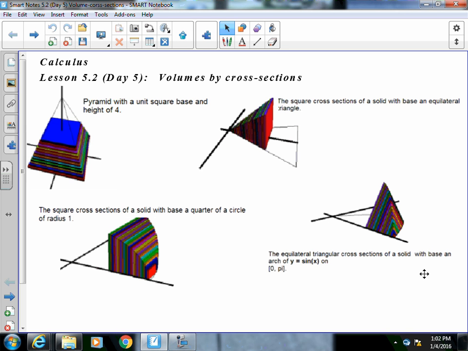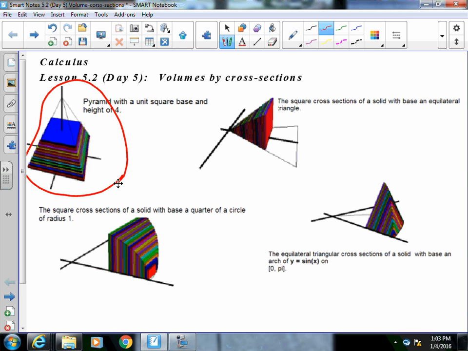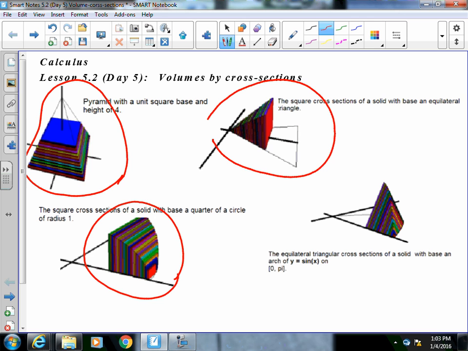So here's some examples. If you notice, this is a little bit different. It's like a pyramid where each step is a square. This has squares sticking up from a curve. This one has squares sticking up from a triangle shape. This one has triangles, I'm sorry, sticking up from a shape on a graph. And as I do a couple of these, it'll make a little more sense. So let's go ahead and jump into that first example.